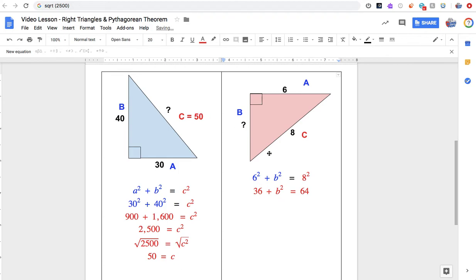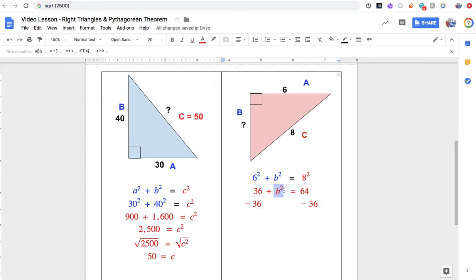Pause the video again. This equation's a little trickier. Can we add the 36 and 64? How are we going to solve for b? Welcome back. Hopefully you remember from Mr. Neville, Miss Forts, Miss Ogagwa, that to get the 36 on the same side of the equation as 64, we need to subtract 36 from both sides.